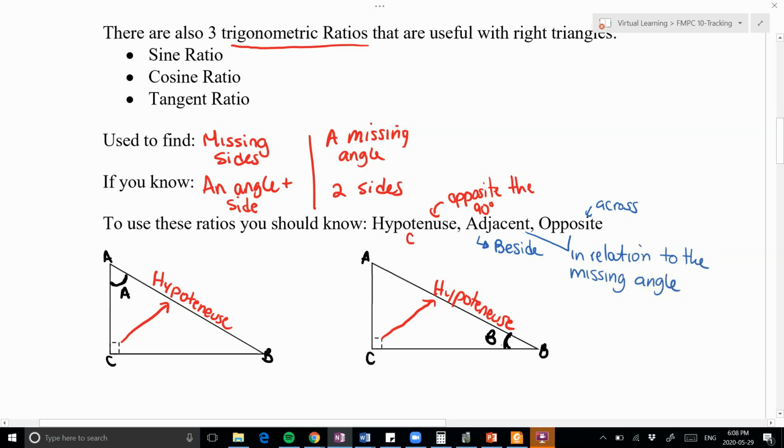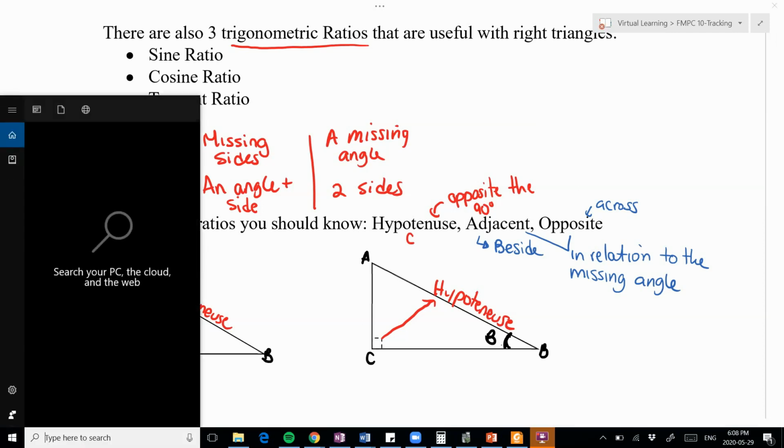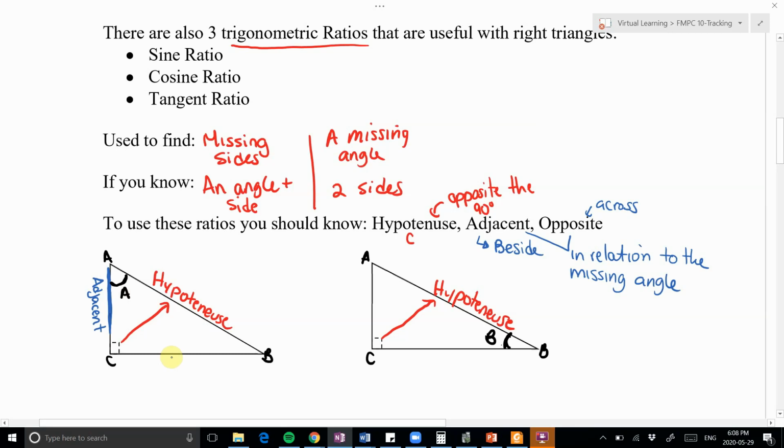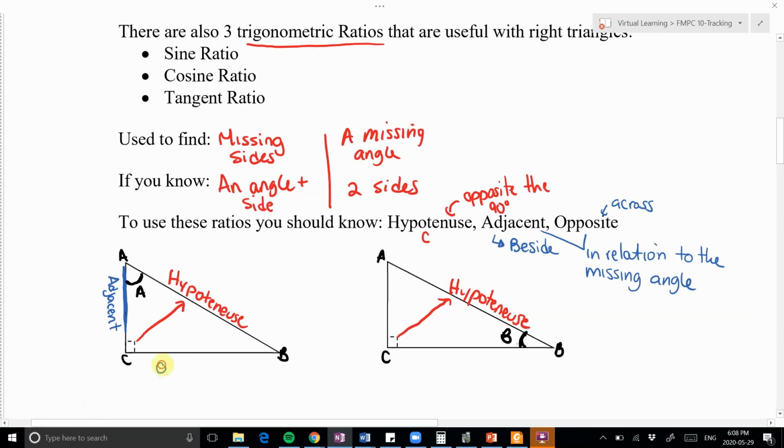So in this case, the angle that I'm looking for is angle A. So that's the one that I'm going to reference my adjacent and my opposite to. Your adjacent is going to be connected, right? Attached, beside. So this is going to be your adjacent. And then the opposite is opposite or across. So across from that angle is going to be your opposite.